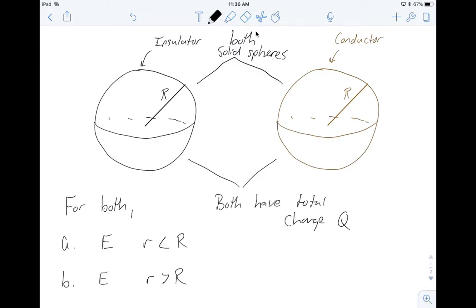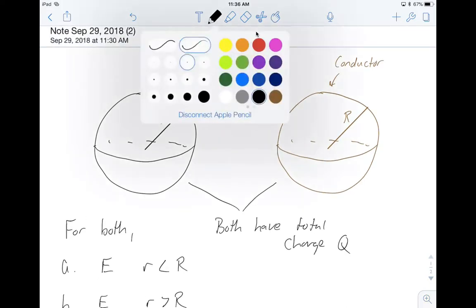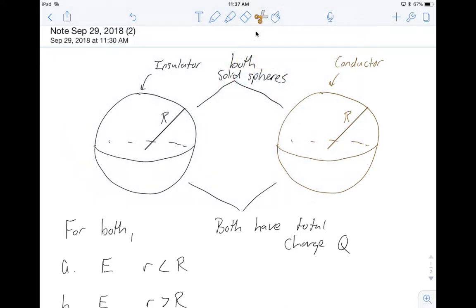We have two different spheres that we are going to do this for, an insulator and a conductor. Both have total charge of Q. Let's start with the conductor and find the electric field outside first. The technique when applying Gauss's law is to pick a Gaussian surface that matches the symmetry of the charge that we're dealing with.